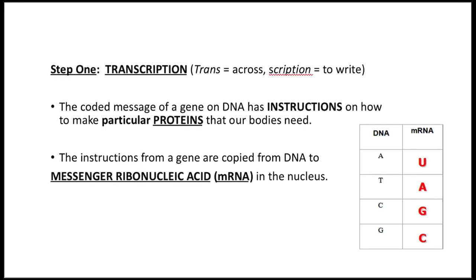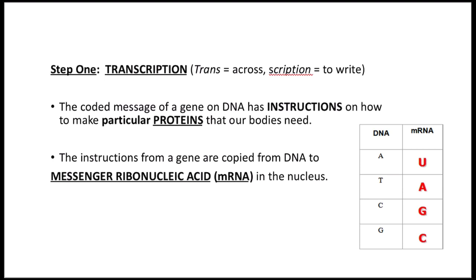So let's go into this in a little bit more detail. So step 1, as we mentioned in the last slide, was transcription. And this is broken into the Latin terms trans, which means across, and scription, which means to write. The coded message of a gene on DNA has instructions on how to make particular proteins that our body needs. The instruction from a gene is copied from DNA to messenger ribonucleic acid, which is mRNA in the nucleus. So all of this transcription process is happening within the nucleus.